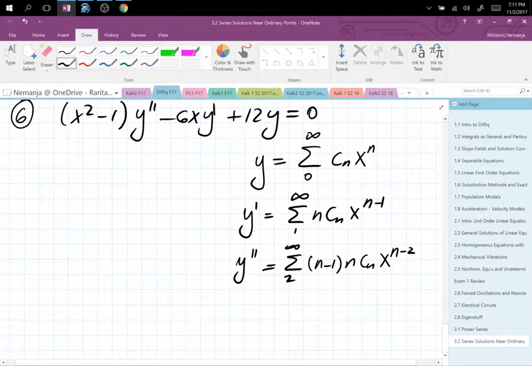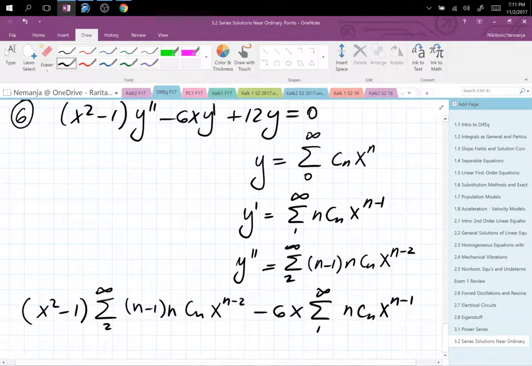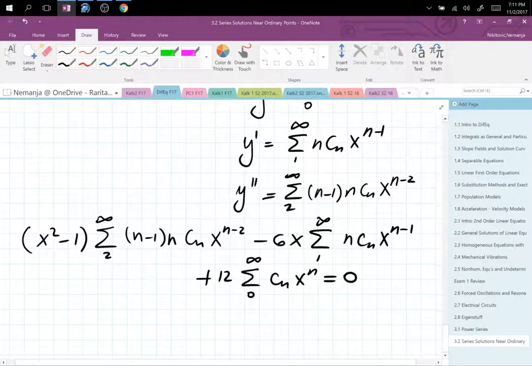This is serious technology. So now, as I'm substituting everything, we have x minus 2 times the summation of n minus 1 n cn x to the n minus 2, minus 6x times the summation from 1 to infinity of n cn x to the n minus 1, and finally plus 12 times the summation from 0 to infinity of cn x to the n equals 2. Right? Aren't you glad you got up this morning?